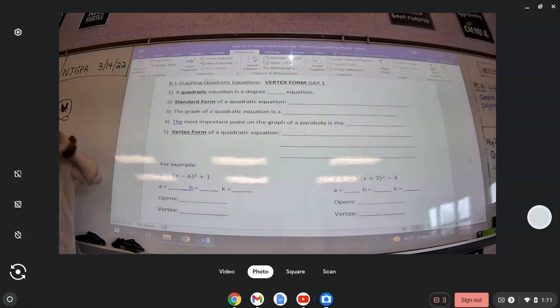All right. So the only thing I worry about when we start vertex form is that you're going to forget standard form. Please don't forget standard form. We know it. We've been doing it since Thursday. Negative b over 2a. Get your y coordinates, start graphing.